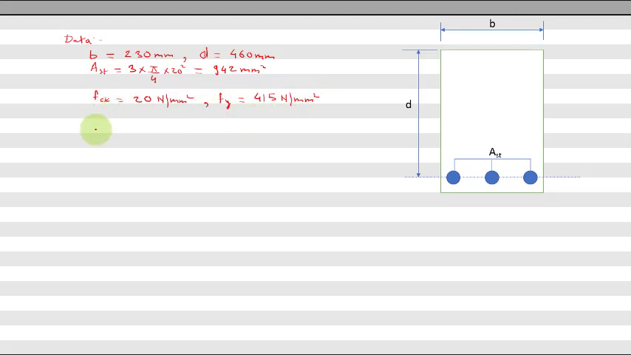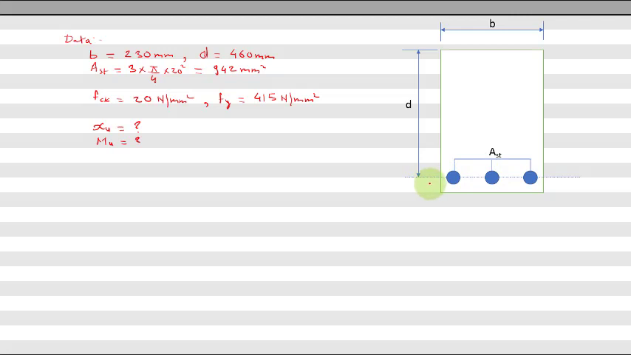Now what we have to compute? For this data, you need to compute the neutral axis depth as well as factored moment of resistance, that is ultimate moment of resistance. And these two values you have to find when you have 3 numbers of 20 dia bars. Now the other part of the question is also there, where if these 3 bars are replaced with 5 numbers of 20 dia bars, we have to compute Mu.